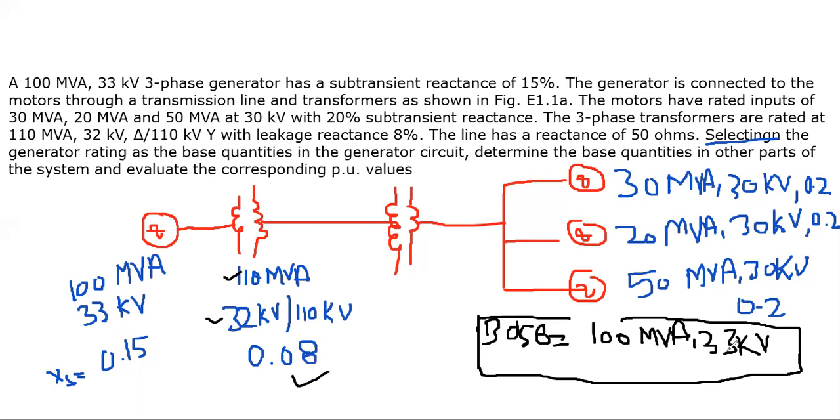Now this is the problem statement of the question. A very important thing is to understand the problem statement. Okay, so determine the base quantities in the other parts of the system, first part, and second, evaluate the corresponding per unit values.